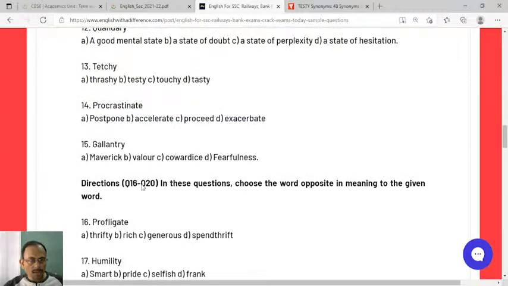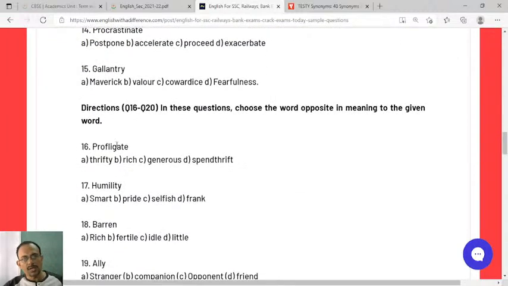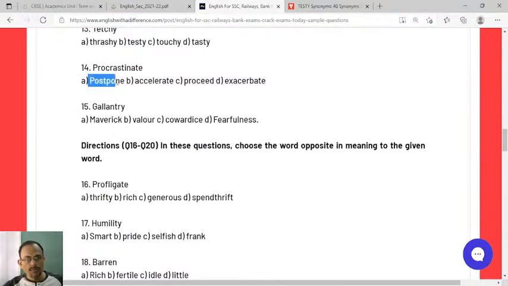Next, procrastinate. You must be knowing the meaning of procrastinate. Postpone, accelerate, proceed, exacerbate. Okay, so you know the meaning of procrastinate. How many of you know the meaning of procrastinate?